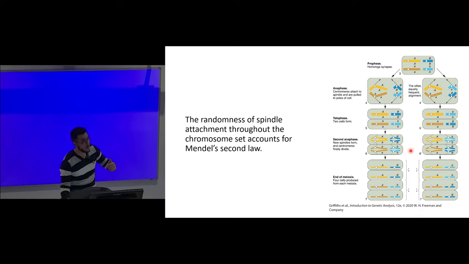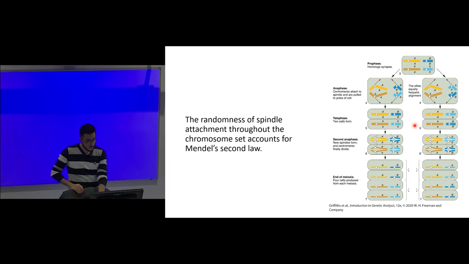This is what we mean by independent assortment. They're not dependent on each other. The spindle just grabs a chromosome and brings it to the site. That's pretty much it. This is what Mendel's second law is saying. Every time you get a problem about crosses related to independent assortment of two genes, think directly of gametes. From gametes, think zygote, and from zygote you have your individual, and then they will probably ask you to cross it again with something else. Gametes, zygote, gametes. Make sense?